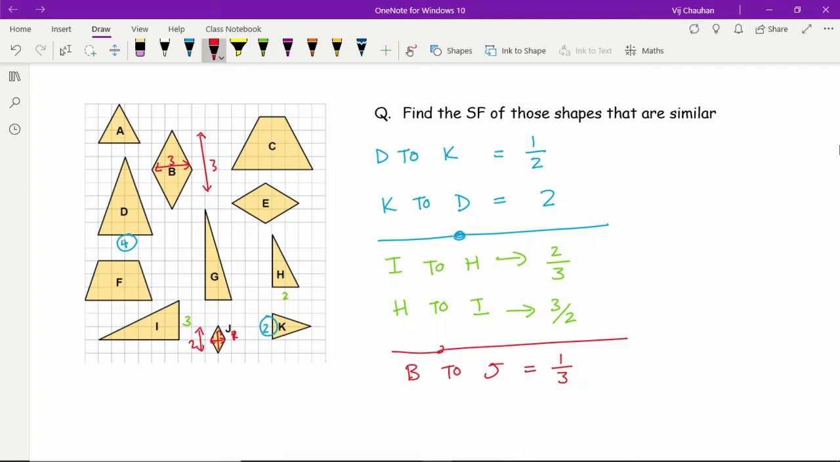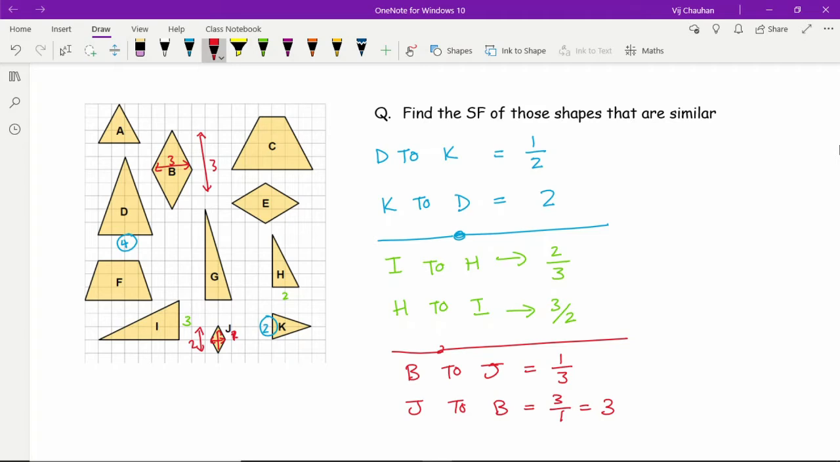So what you want to do is, here we've got 3 and we've got 1. So B goes on the bottom, the new shape, which is J, goes on the top, and to go from J to B, and again comparing the heights there, it's going to be 3 over 1, which is just 3.